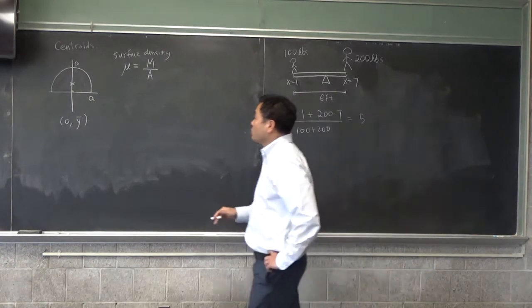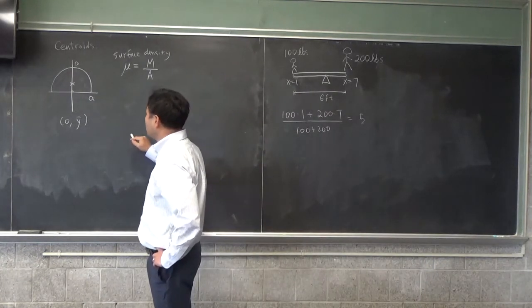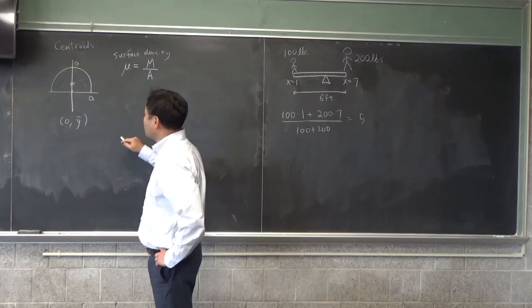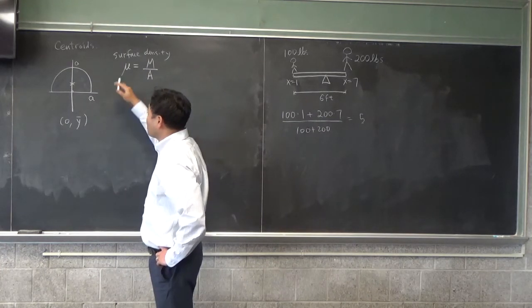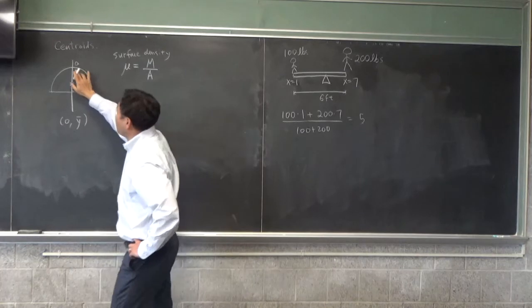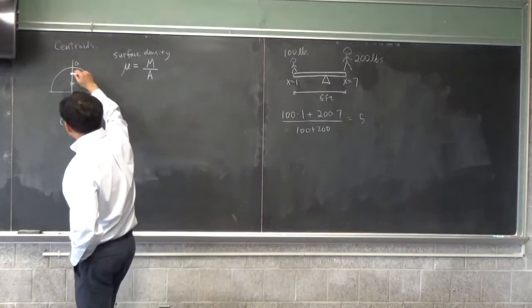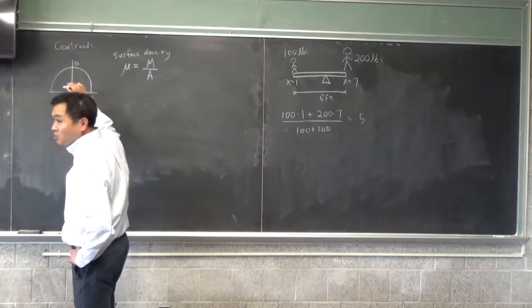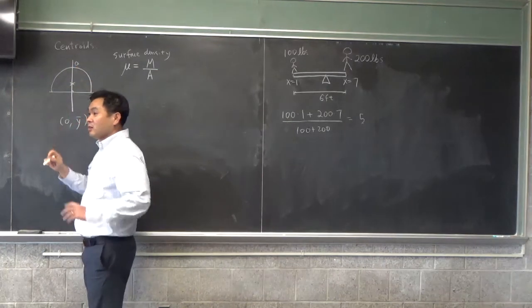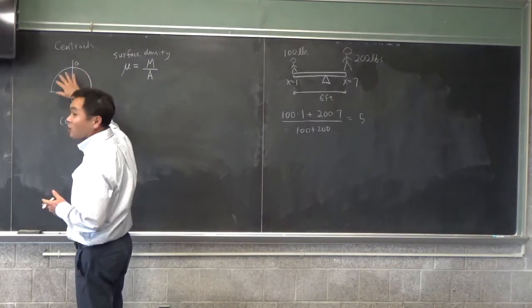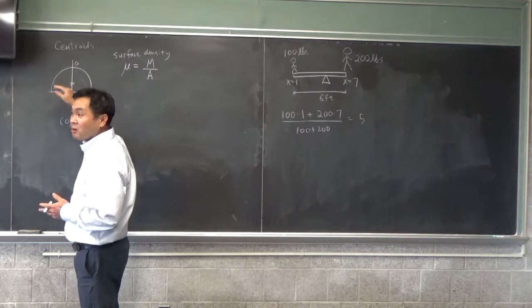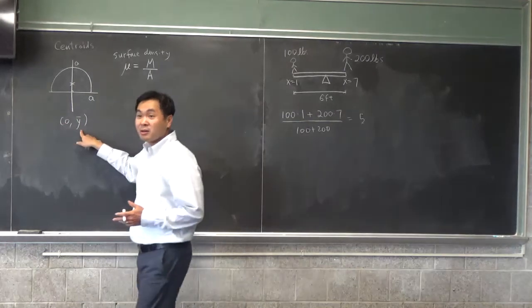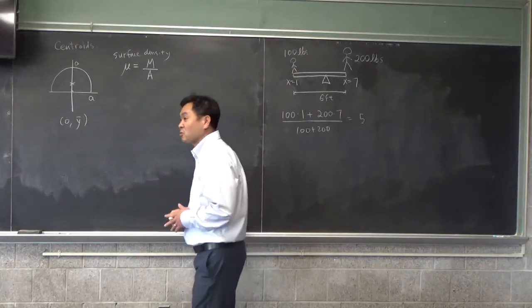And then we want to find the average value of the y coordinates of all these points. So the idea is, imagine that every point on this half circle has some weight, and you just calculate the average value of their y coordinates, and that will be the value of y bar. That's how we're going to do it.